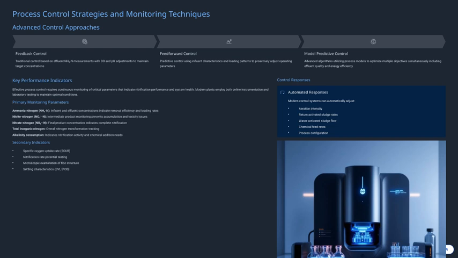Effective process control hinges on continuous monitoring of key performance indicators. Modern plants utilize both online sensors and laboratory tests to keep tabs on critical parameters. For example, measuring ammonia nitrogen levels in influent and effluent helps assess removal efficiency. Monitoring nitrite nitrogen prevents toxic buildup, while nitrate nitrogen levels indicate how complete the nitrification process is. Total inorganic nitrogen gives an overall picture of nitrogen transformation, and alkalinity consumption reflects nitrification activity and chemical needs.